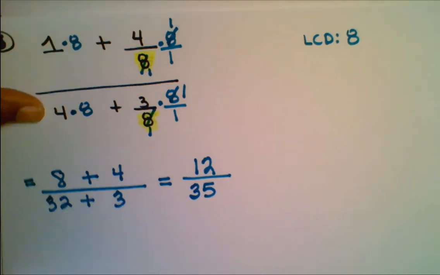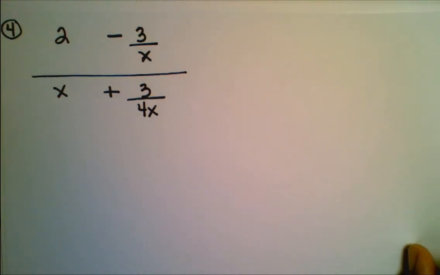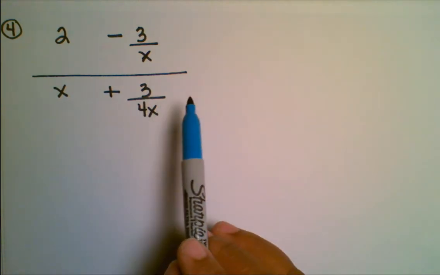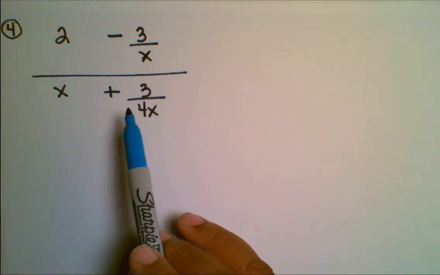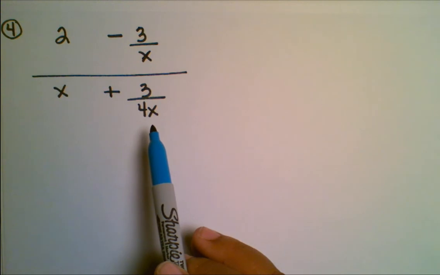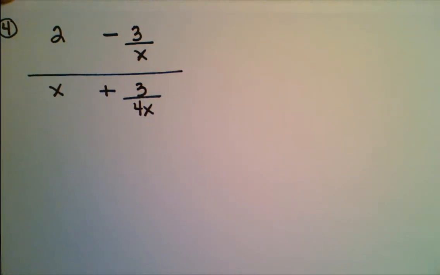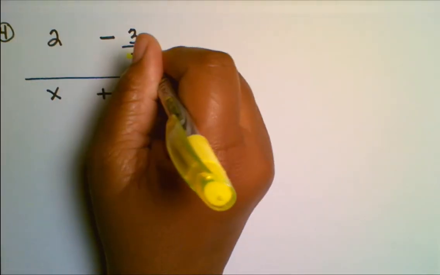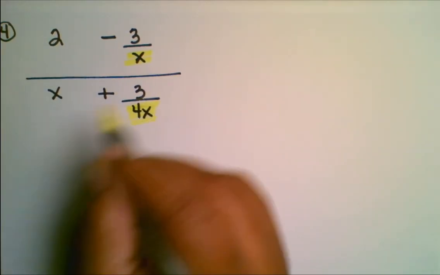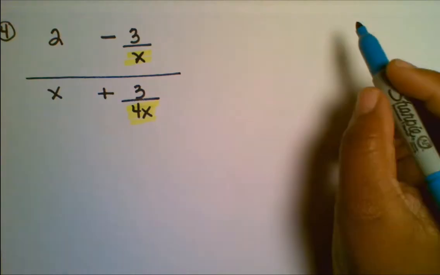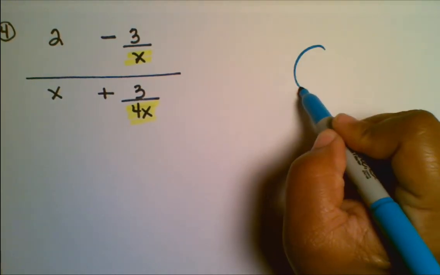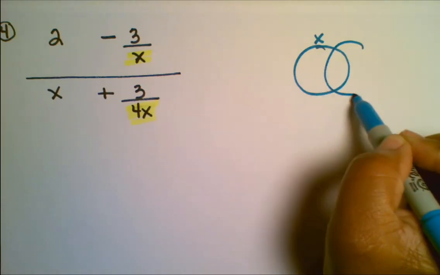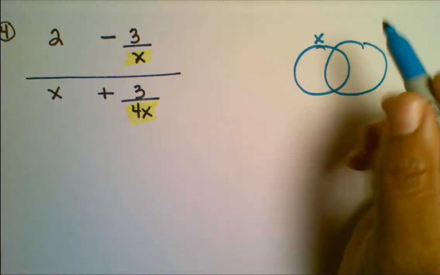Example 4. We have here 2 minus 3 over x all over x plus 3 over 4x. All right, so we want to eliminate the denominators of the complex fraction. So we need to find the LCD. The first fraction's denominator is an x. The second fraction we have 4x.